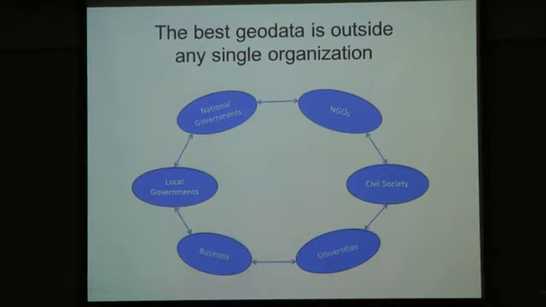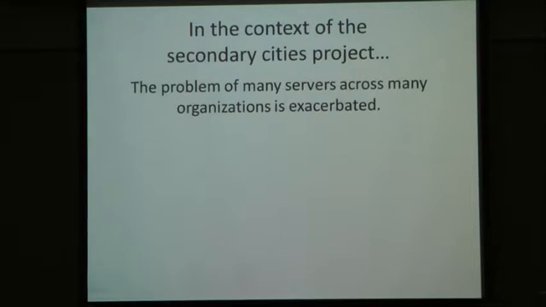Often the best data is outside of your organization. It doesn't matter who you are. You can be Harvard. You can be NGA. You can be the United Nations. You can be anybody. And a lot of the best data, the data you actually really need, or at least need to look at, is outside of your organization. So in the context of this secondary cities effort, which I just know a little about, but looks really fascinating, it seems like the problem of distributed geospatial and the problem of discovery could be especially acute within this context.